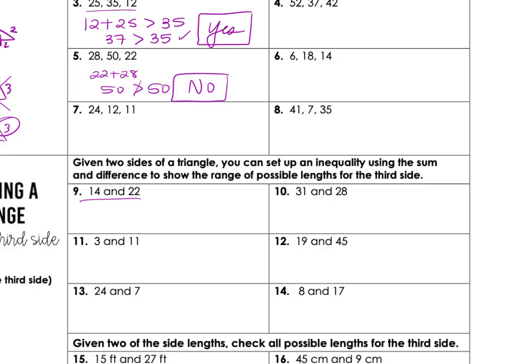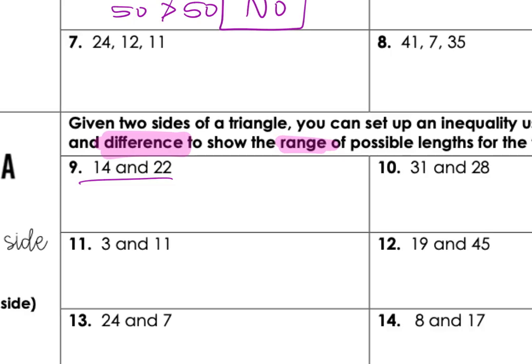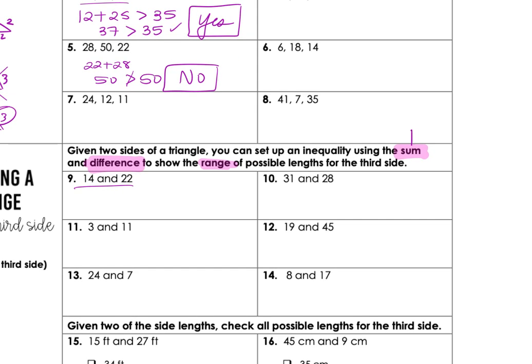Given two sides of a triangle, you can set up an inequality using the sum and the difference to show the range of possible values for that third side, okay? And anything within that range will work then. So what we do, what's a sum? Addition. What's a difference? Subtraction.